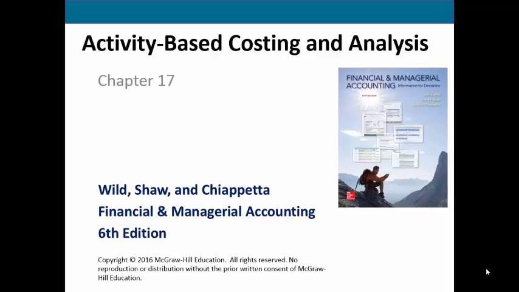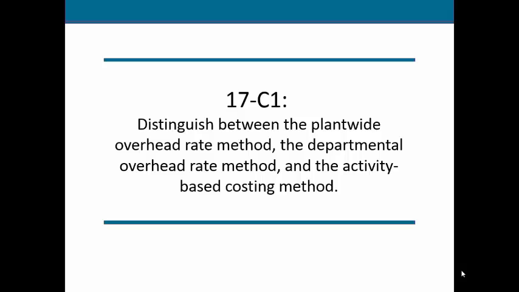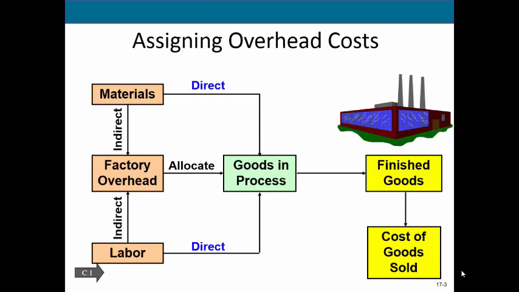Chapter 17, we begin to work on activity-based costing. But before we get into activity-based costing or ABC costing, we're going to look at two other methods that help us to allocate overhead to our various products. So we're going to look at allocating overhead via a predetermined overhead rate, a departmental allocation, and then finally we'll get to activity-based costing. But before we get into these different methods, I first want to go over again what overhead is and what we mean by allocating overhead.